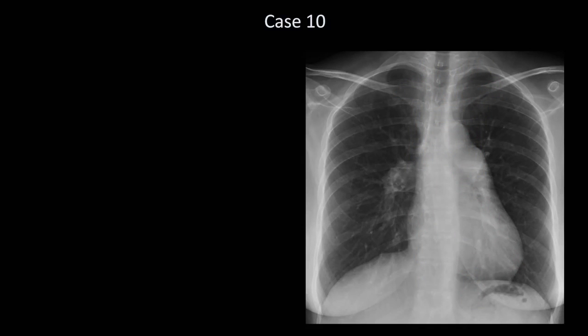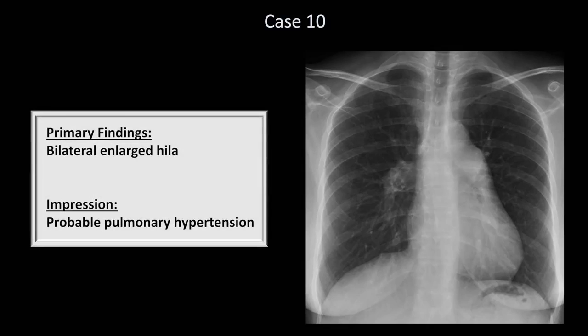If we continue with our systematic method, D is for diaphragm, which looks okay. E is for effusions, and more generally the pleura. No pleural disease is evident here. And finally, F is for fields, which as stated in the beginning of this case's analysis, are normal. So in summary, the patient's primary finding is bilaterally enlarged hila, probably due to pulmonary hypertension.